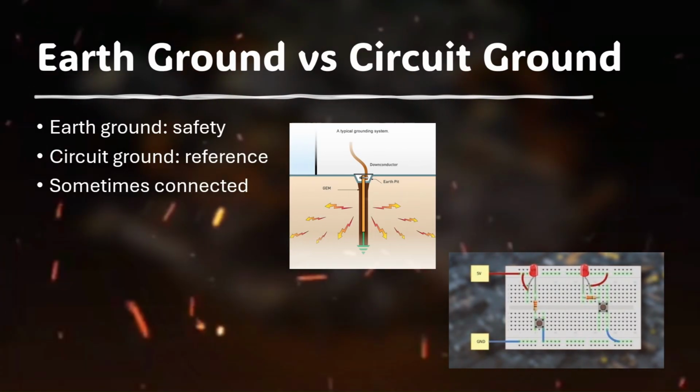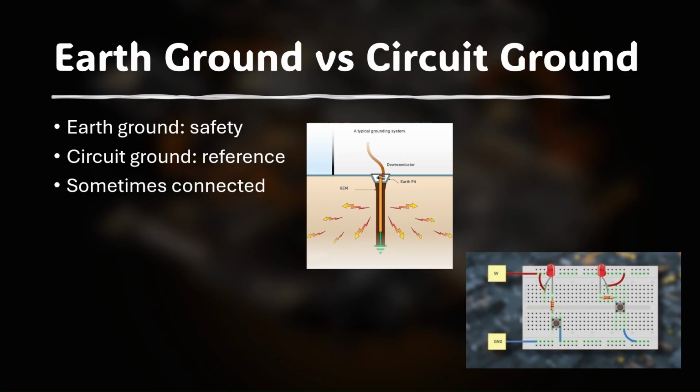Earth ground versus circuit ground. Earth ground provides safety, especially in mains-powered equipment. Circuit ground provides a stable reference for voltages and signals. Sometimes these are connected together, but not always. And connecting them incorrectly can cause serious problems.